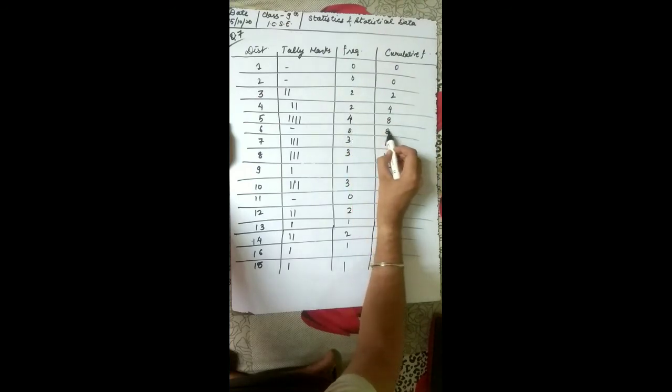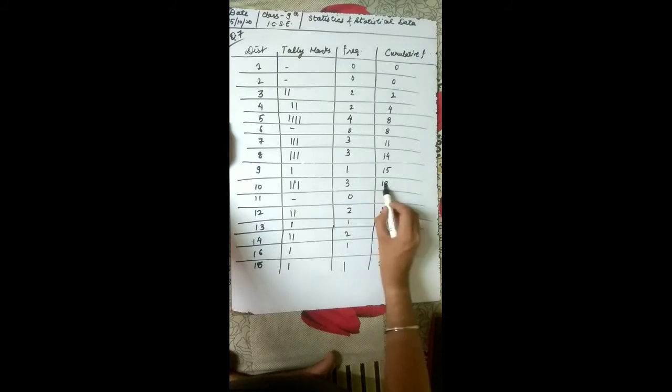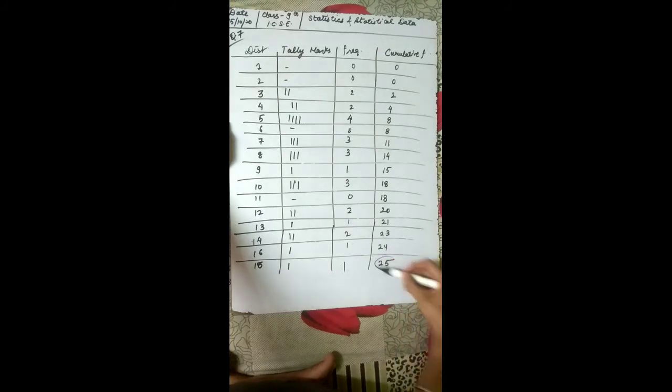2 plus 2, 4. 4 plus 4, 8. 8 plus 0, 8. 8 plus 3, 11. 11 plus 3, 14. 14 plus 1, 15. 15 plus 3, 18. 18 plus 0, 18. 18 plus 2, 20. 20 plus 1, 21. 21 plus 2, 23. 23 plus 1, 24. And 24 plus 1, 25.